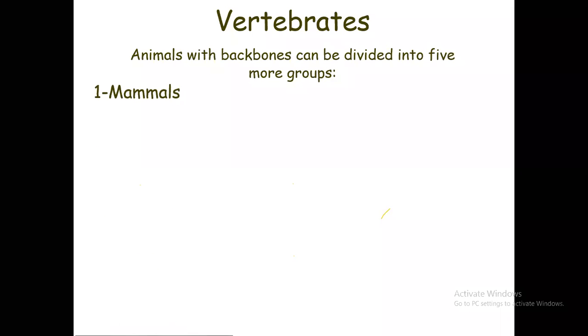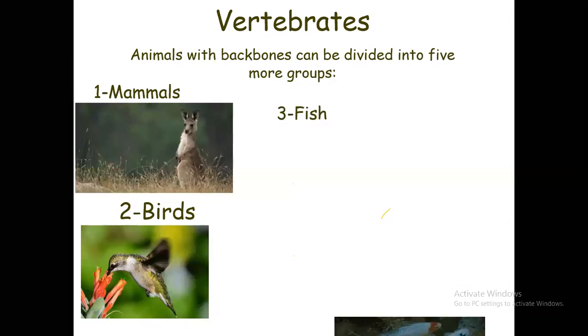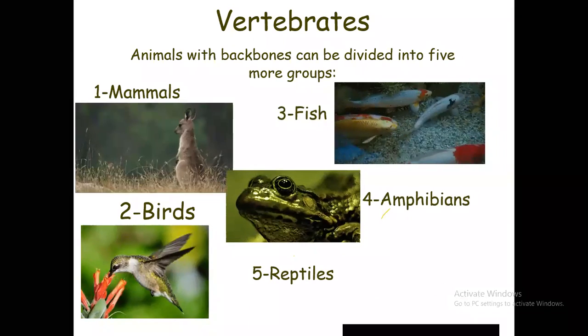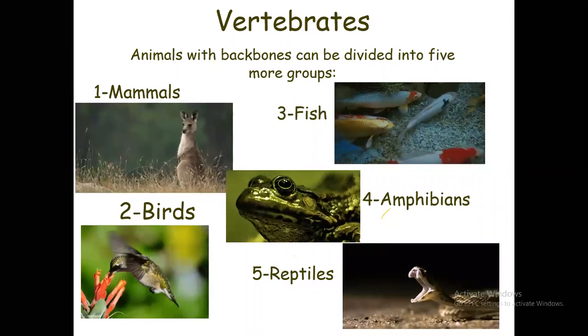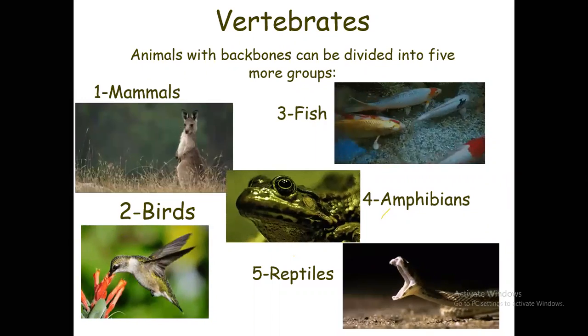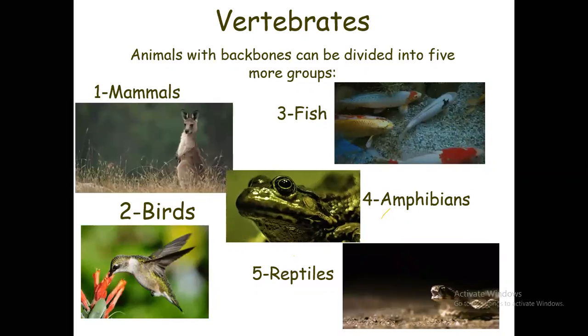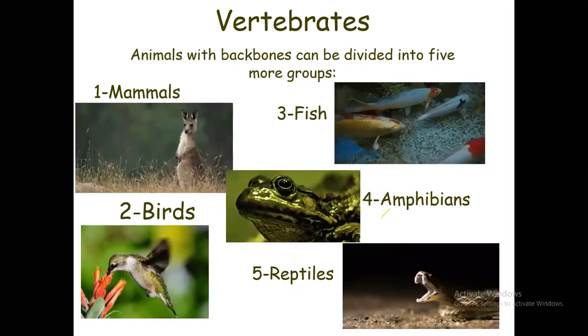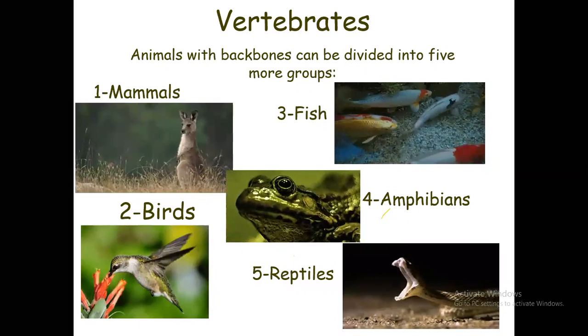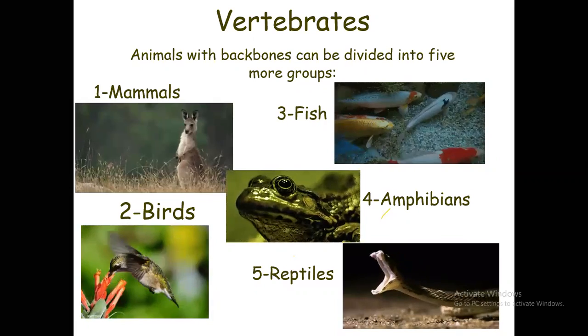So animals with backbone can be divided into 5 groups. We also divide the vertebrates because we have many, many vertebrate animals, right? We have a lot of vertebrates. So to make it easier to study them, what do we do? We put them in groups. Yes, that's right. We put them in groups.